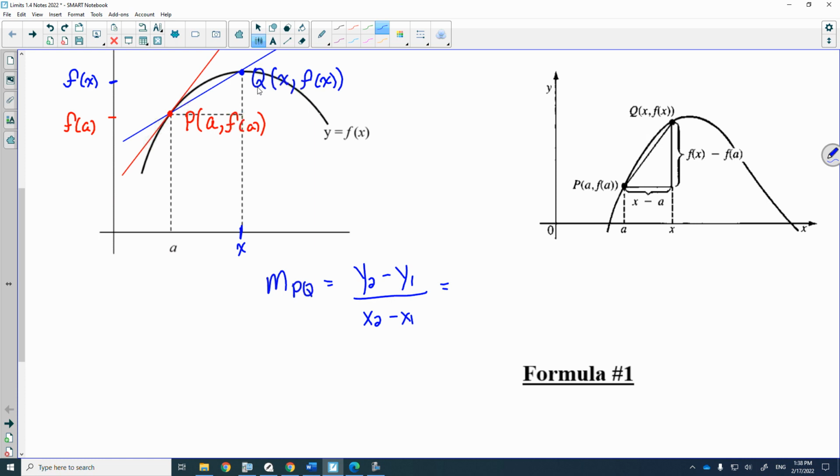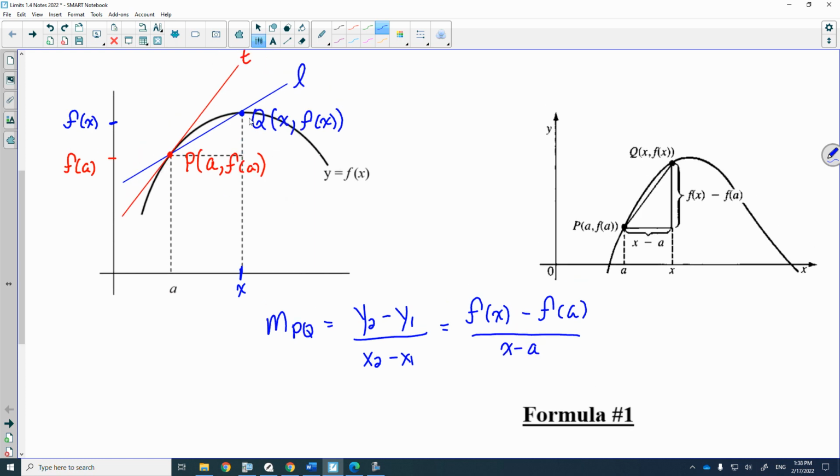The point that we introduced, the Q value, that's going to be our x2, y2, and this is going to be x1, y1. So y2 minus y1 would be f of x minus f of a, all over x2 minus x1, which would be x minus a. That's going to give us the slope of PQ. Okay, it's going to give us the slope of the secant line.